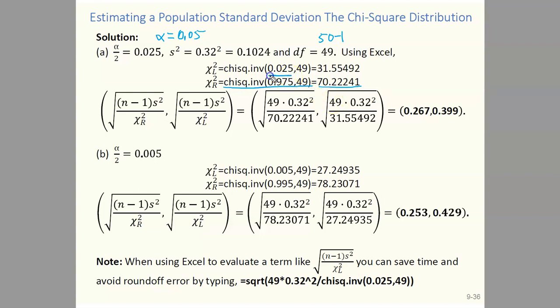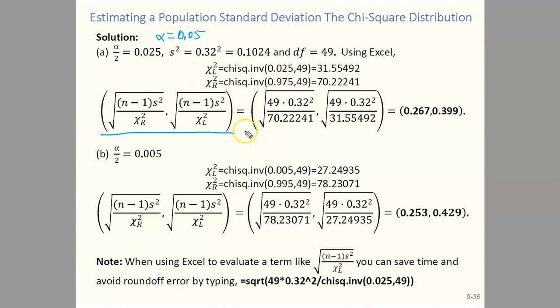Notice the 0.975, that's going to be 1 minus alpha over 2, where alpha over 2 is 0.025, and the 49 is still your degrees of freedom, 50 minus 1. Type that into Excel and you'll get 70.22241.